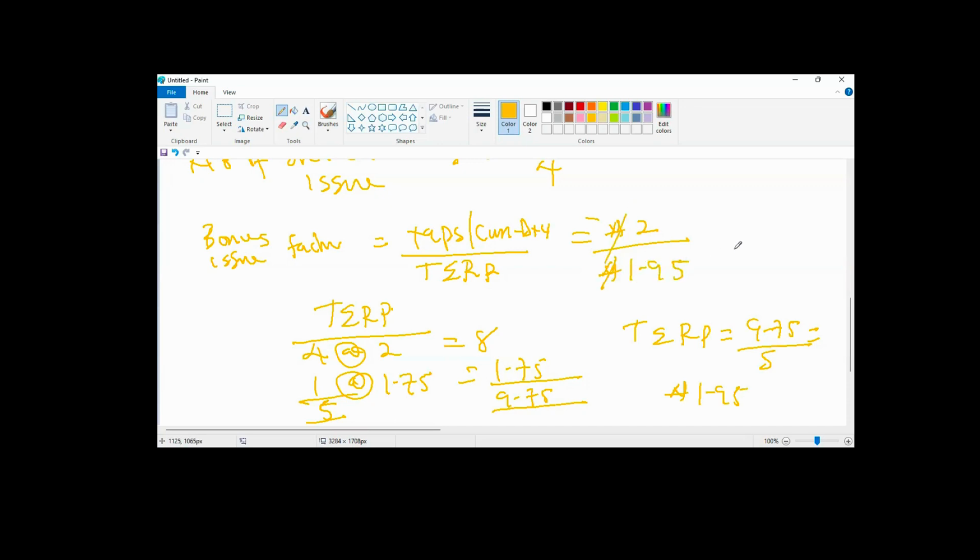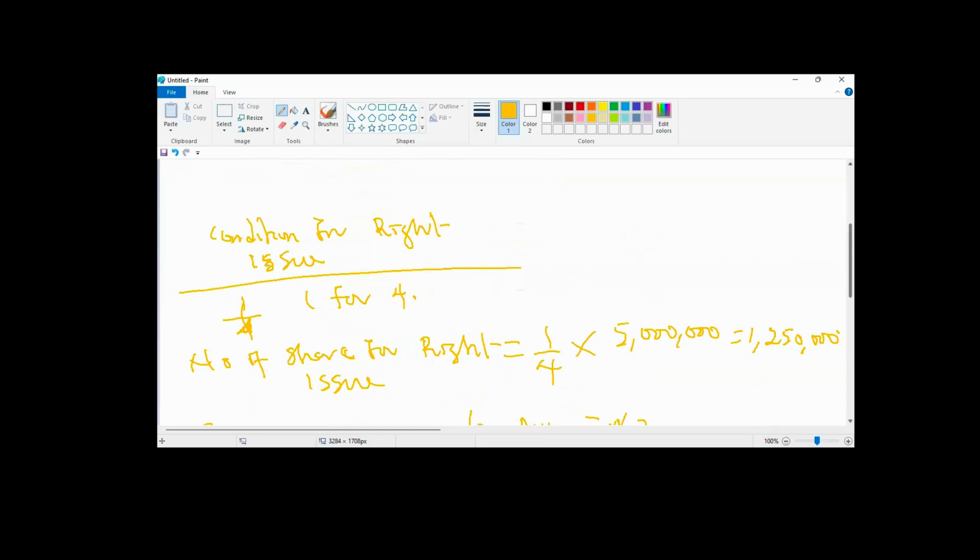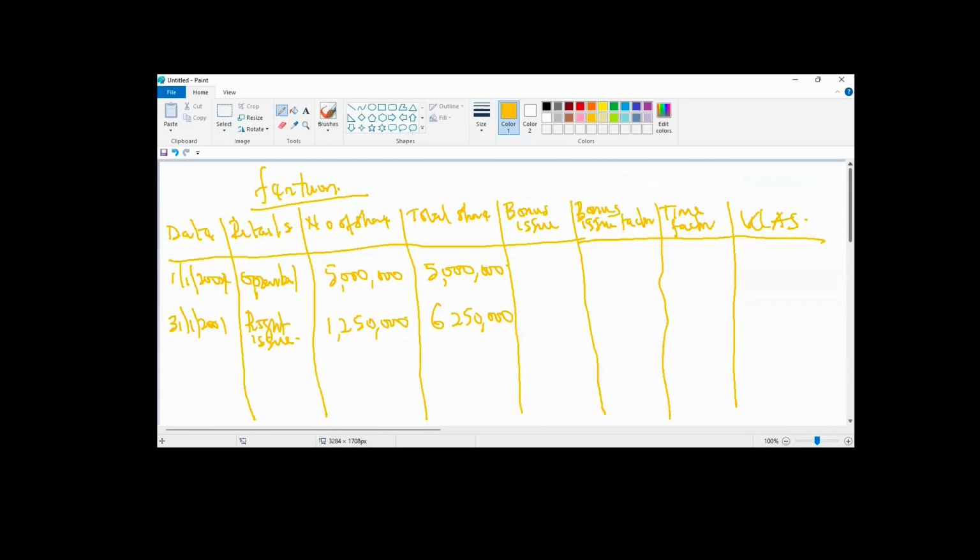We'll just come here. 2/1.95, the bonus issue factor. Now go to the bonus issue factor: 2/1.95. That one is set. But the right issue, yes, I'll continue.